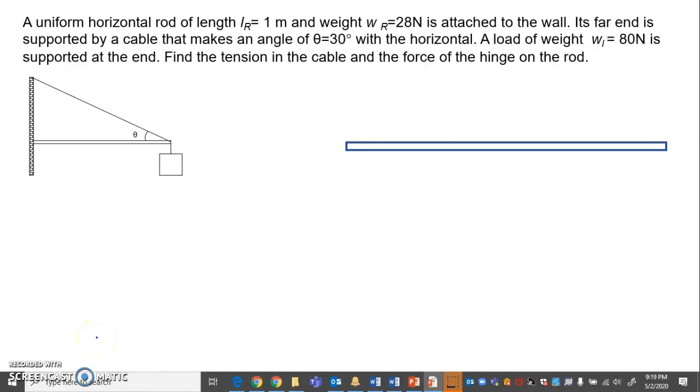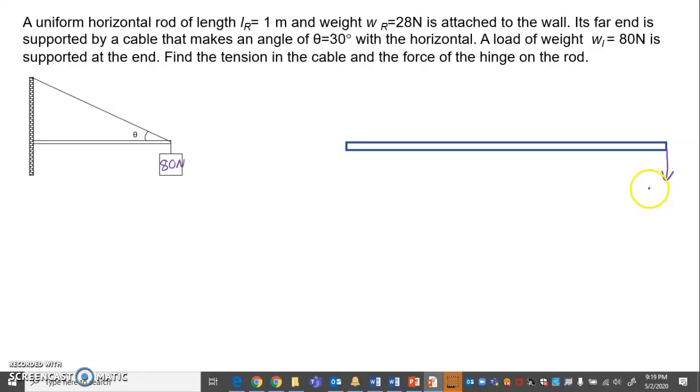In this video, we're analyzing a rod that is attached to a wall, and it has a cable holding it up, supporting it, and there's something hanging from the end. There's a load of 80 newtons. So we can go ahead and draw the rigid body, free body diagram.